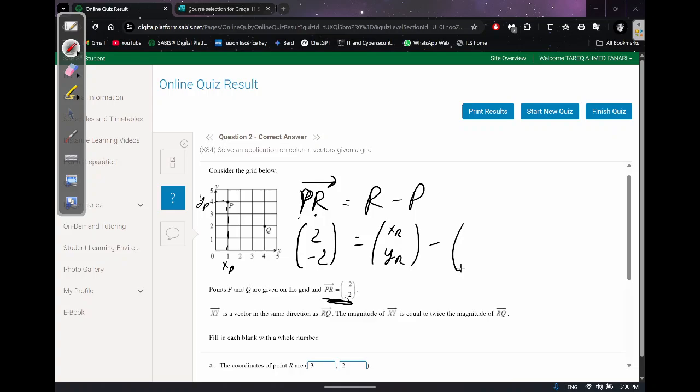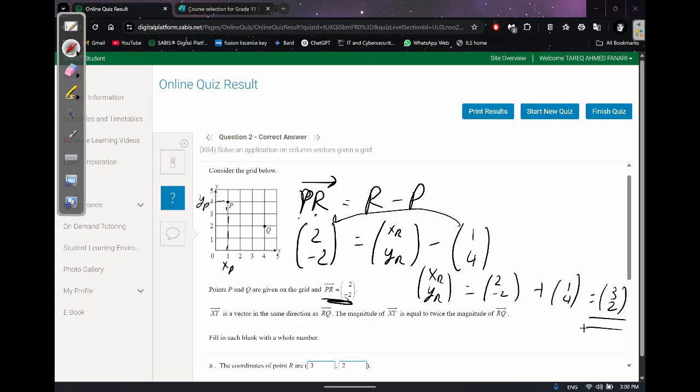XR, YR minus 1 and 4. Now you work this out like numbers in a box, in mental math. You take this 1 and 4 to the other side, so XR, YR equals 2, negative 2 plus, because this is minus, the sign changes, 1 and 4 equals 3 and 2, and this is your final answer.